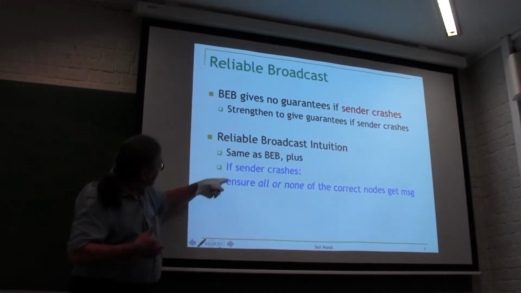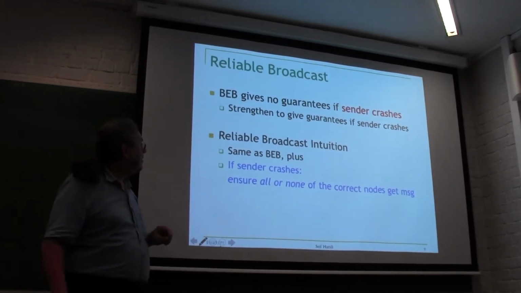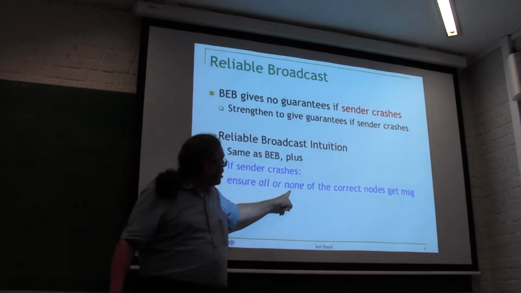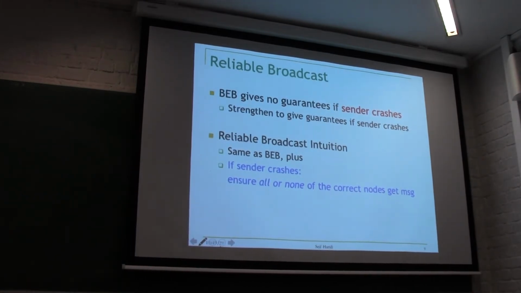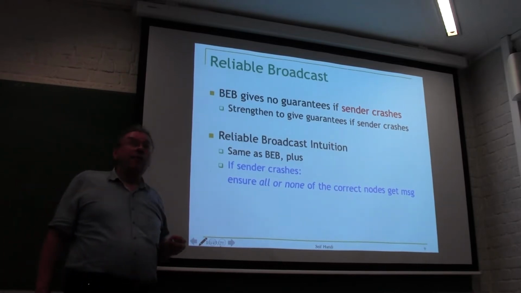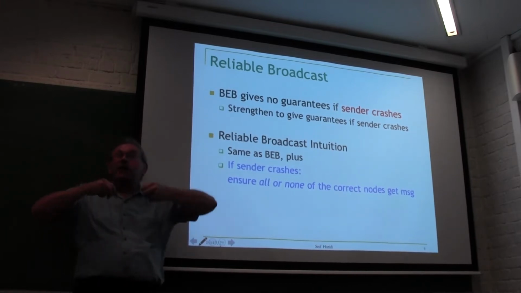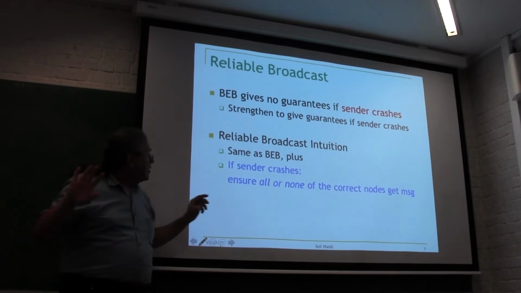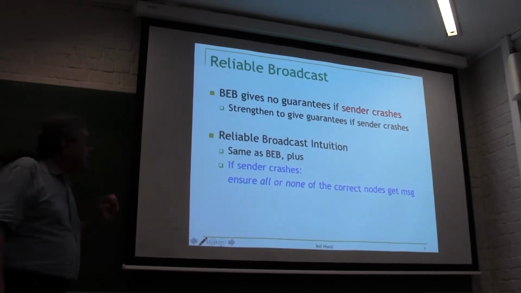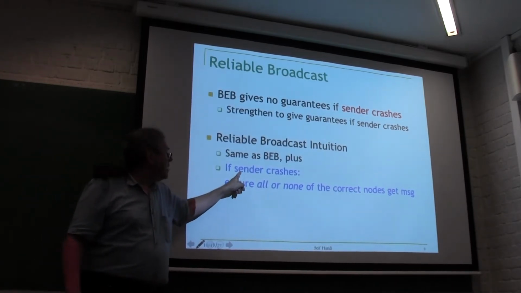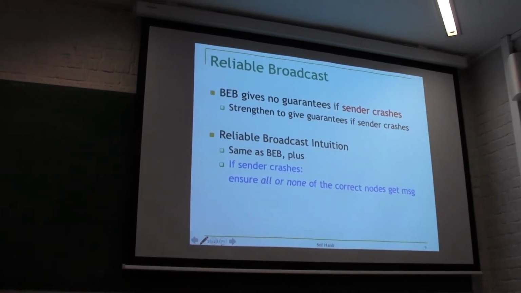So we add a new thing in blue here. If the sender crashes, we still want to give a guarantee. The idea is all or none of the correct nodes will get the message. That means if at least one gets it, then they will all get it. Of course, it's possible that the sender crashes really quickly, so it's not even able to send one message. That's possible. That would be the none case. But if at least one message escapes before the sender crashes, then we know all the nodes are going to get it, for sure. Guaranteed for this algorithm.